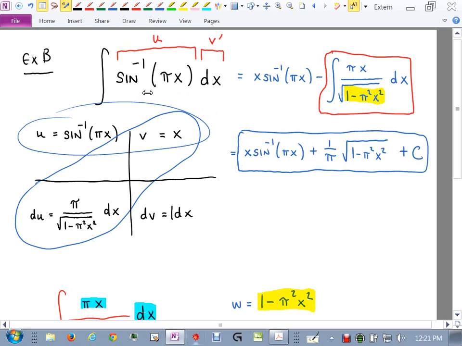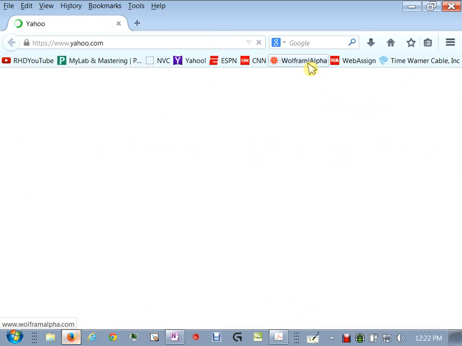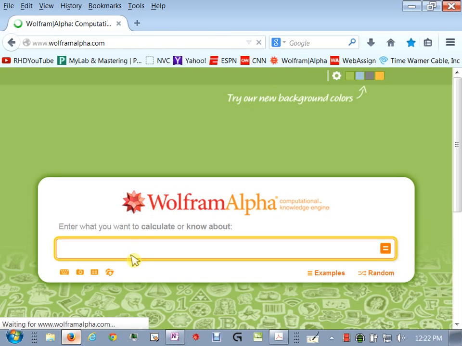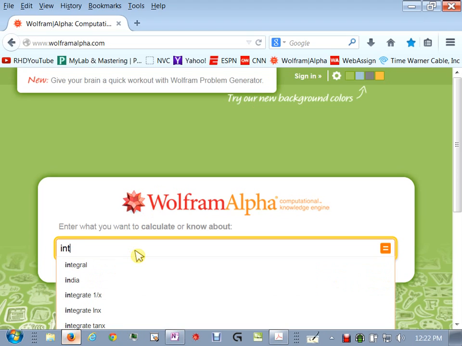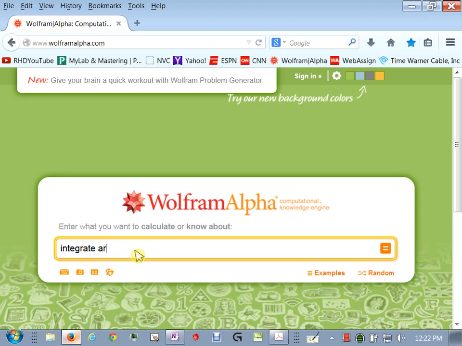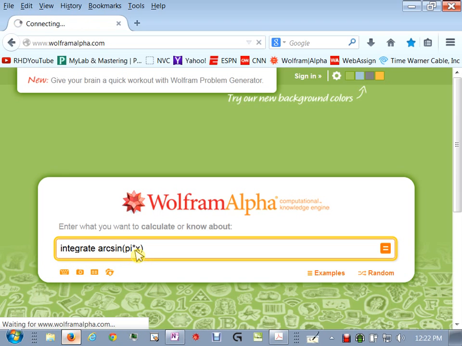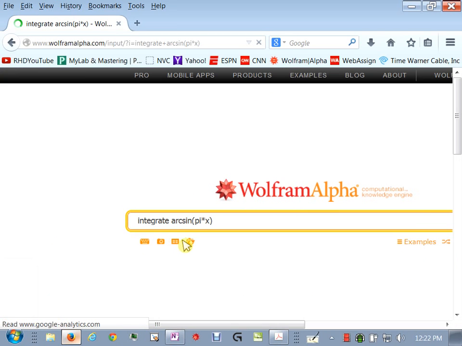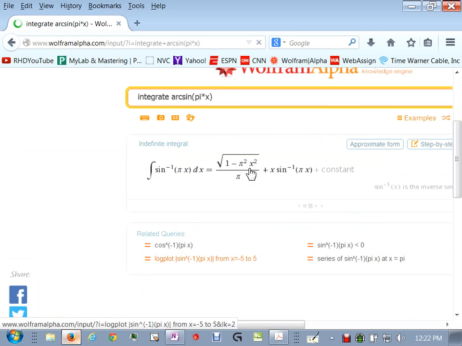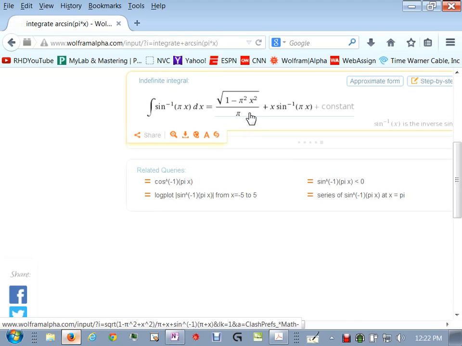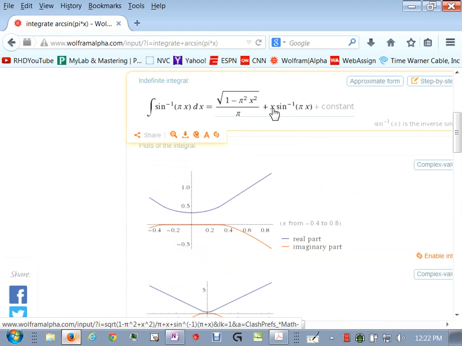Wow, how innocent this thing looked, right? Arc sine, antiderivative, no big deal. It took a little work, right? I'm sure all of you have been made aware of the Wolfram Alpha, right? And that you can go here and go integrate arc sine of pi times x. That's what we were trying to do? That's it right there? That what we got?